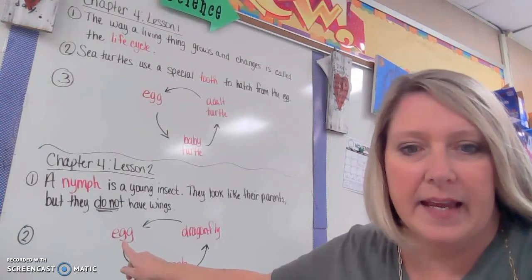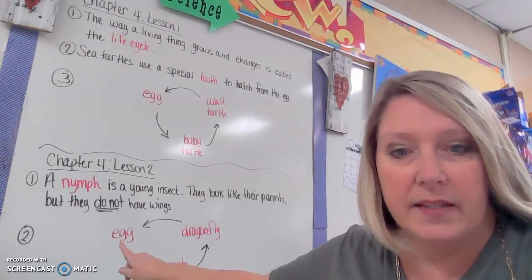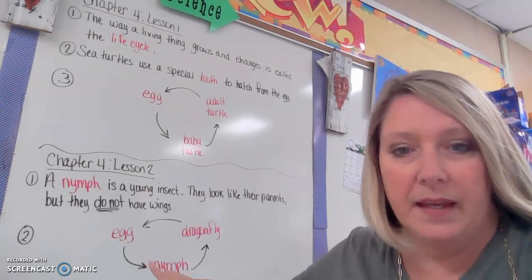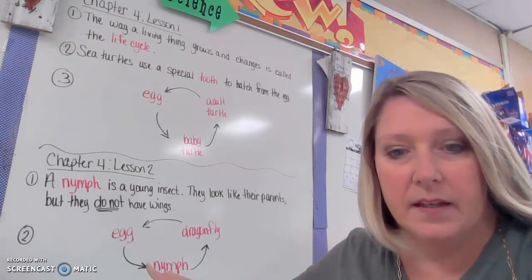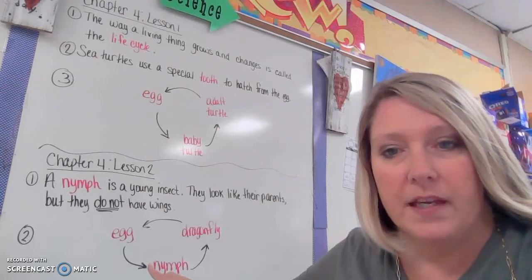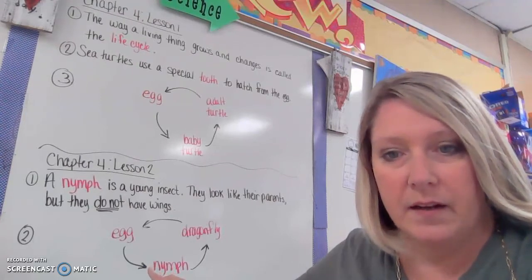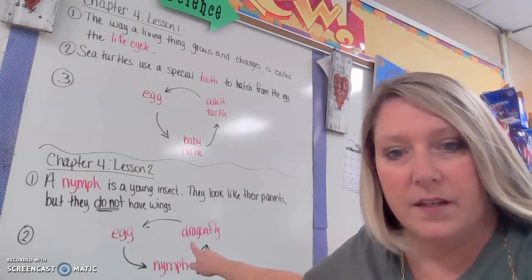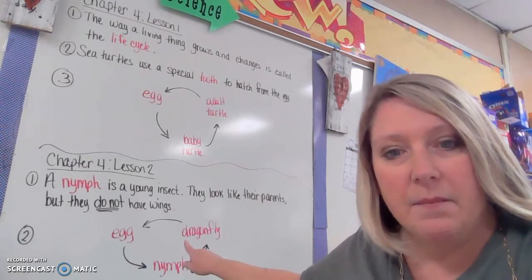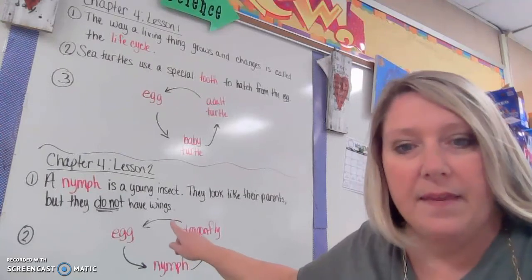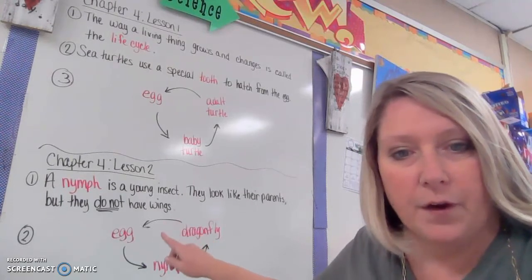Dragonflies start out as eggs. Remember, they lay their eggs in the water. And then they are a nymph, the young insect. And as they grow, remember, they shed their skin until they become the adult dragonfly. And that's when they have their wings. And they become parents. And then that life cycle starts again over and over.